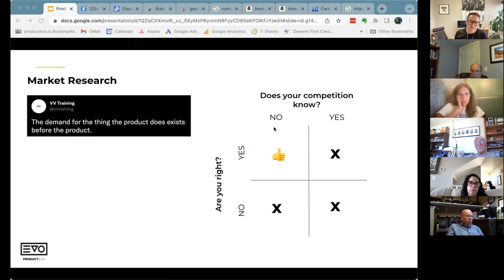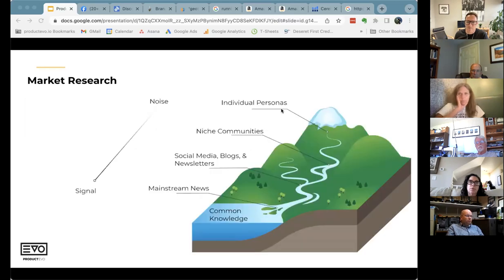And then, you know, I like this simple graphic. What we're trying to do is validate, are our assumptions right? Yes or no? Does the competition already know about them? Yes or no? And that sweet spot is something we're right about that the competitors don't quite know about yet. And so we're going to teach you ways to go upstream and figure out what the competition might not know yet.